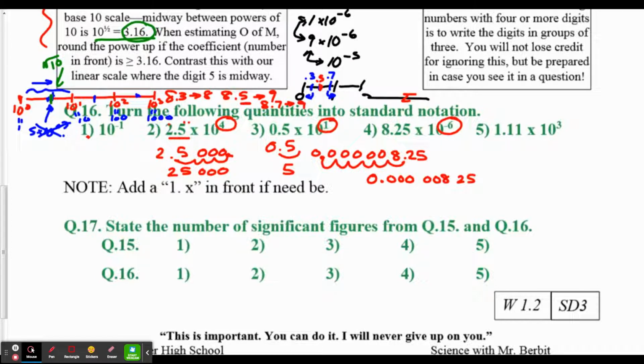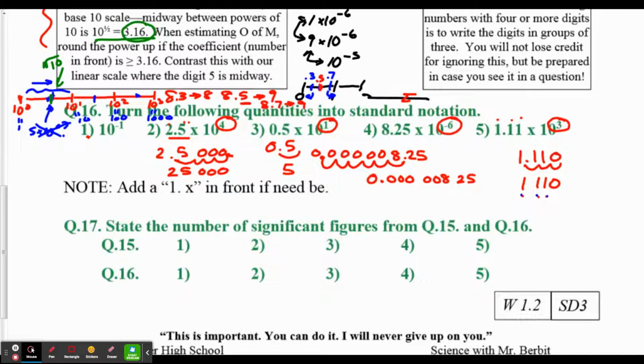Finally, 1.11 times 10 to the third. The instruction is to move it 3 spots. Positive 3 means bigger. 1, 2, 3. Fill in a 0. Your answer is 1,110. Actually, if I'm going to be true to the spacing, 1,110. There it goes. Notice we had 3 sig figs, so 3 sig figs is good down here as well. Change that color. It looks like exclamation points.